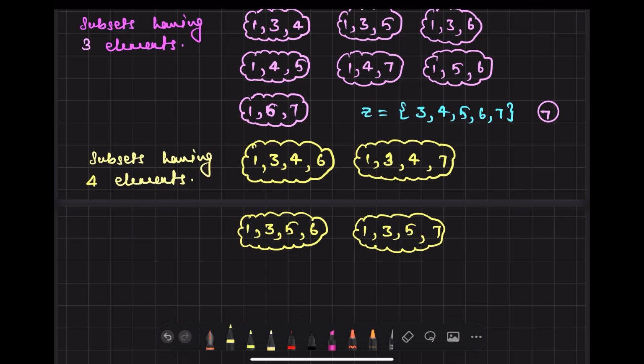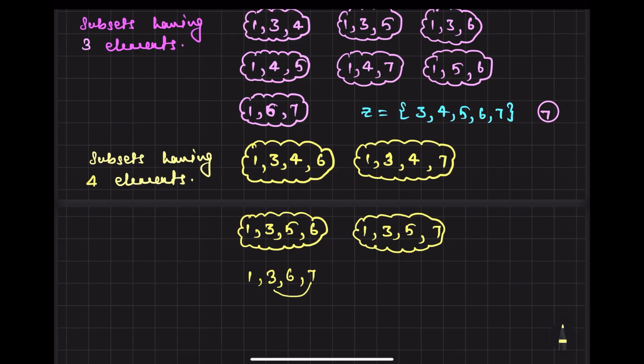Now we will fix the number 6. 6 you cannot fix, meaning if you write 1, 3, 6 and 7, if you keep 1, 3, 6, 7, so it is 14. 1, 3, 6.